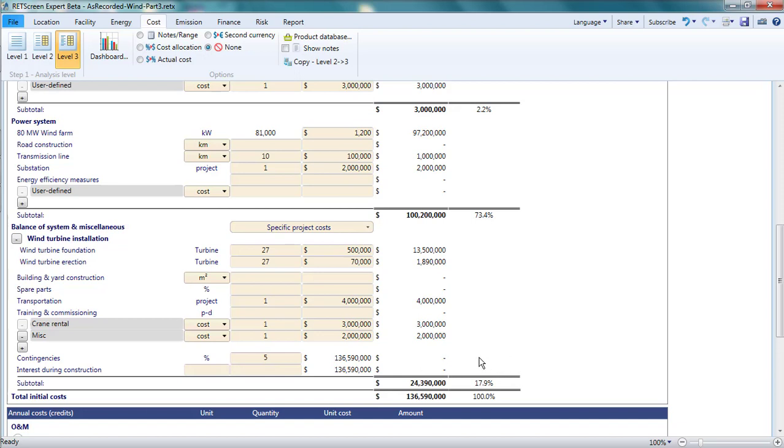Also, I'll include the costs for short-term financing. This refers to the interest paid on money borrowed while constructing the project. Because the wind farm is not yet operating, during construction, it cannot serve as collateral. Due to the additional risks, the interest rate will tend to be higher.